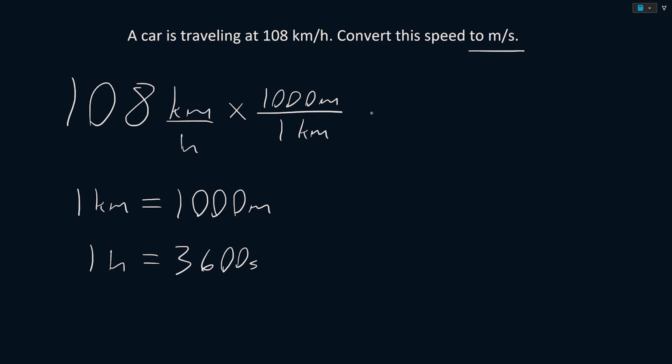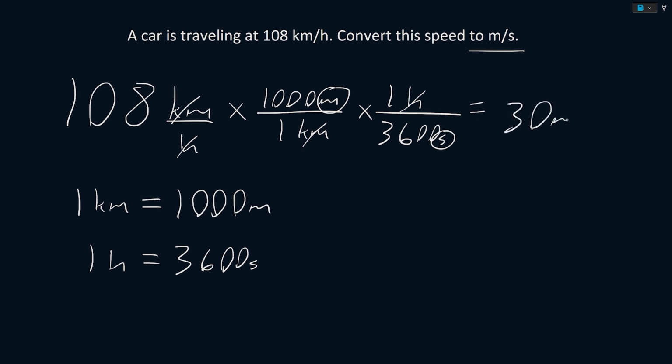Then we can convert the hours to seconds by multiplying through our conversion factor of 1 hour is equivalent to 3,600 seconds. Multiplying through this, we see that the kilometers cancel and give us meters, and the hours cancel and leave us with seconds. Solving this, we get that 108 kilometers an hour is equivalent to 30 meters per second.